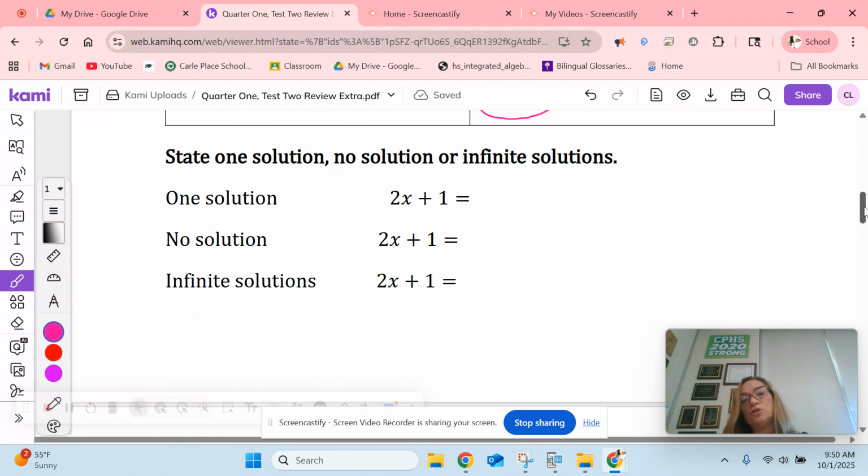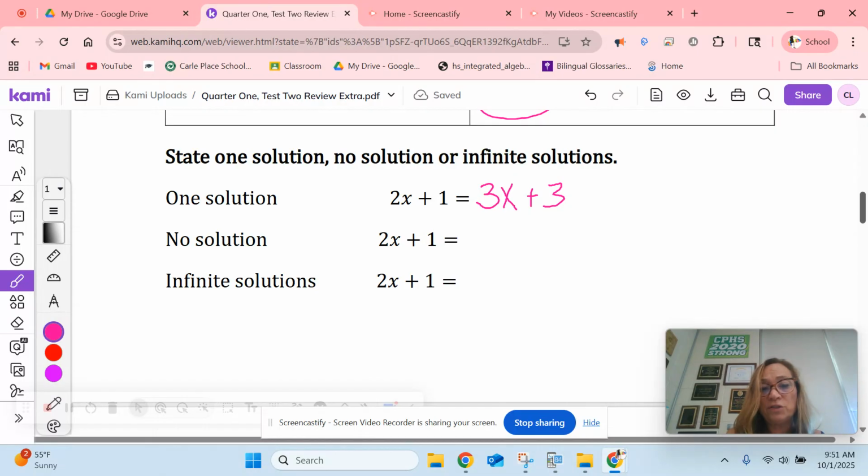So one solution, no solution, and infinite solutions have to do with whether you have the same thing equal to the same thing, or something equal to a contradiction. For one solution, as long as it's not 2x plus 1 or 2x plus another number, it's always going to have an answer. So I'm just going to write 3x plus 3. You just have to make sure that you have a different number of x's. So you can't have 2x on one side and 2x on the other side. That's either going to give you no solution or infinite solutions.